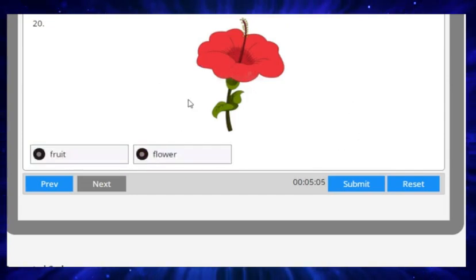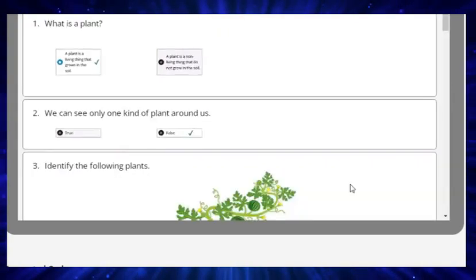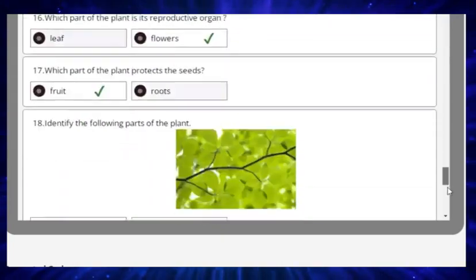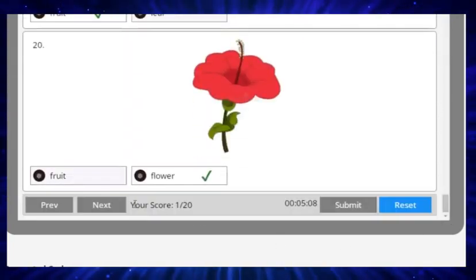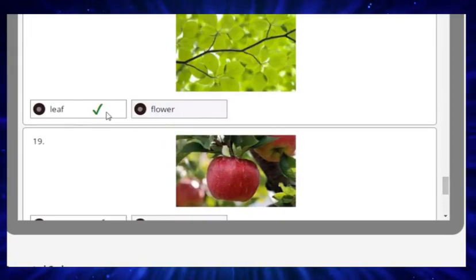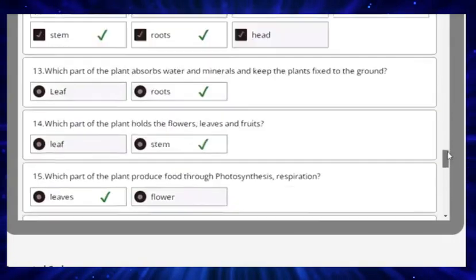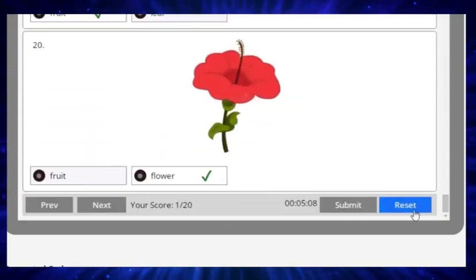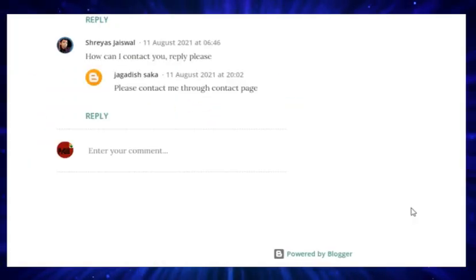When you finish, you click submit. When I click on the submit button, you can check what I had. You can go and check your score. I scored only 1 out of 20. If you are not satisfied, you can see the correct answers marked for you. Go through it, then reset it again and begin.